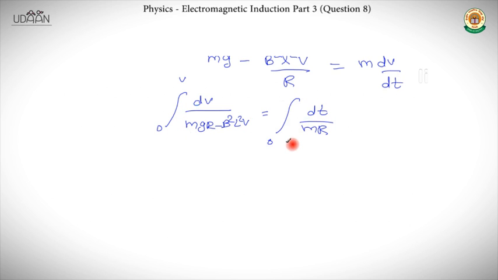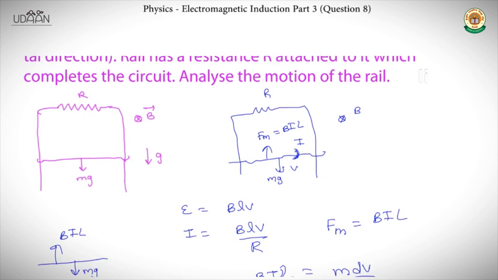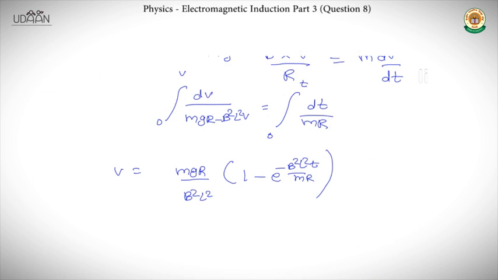At time t equal to 0, the velocity is 0. Right. So at time t equal to t, let us think the velocity is v, and let us start integrating this. It is similar to a 1 by v form, and if we integrate this and solve it, we will get v as mgR by B square L square into 1 minus e power minus B square L square t by mR. That's right. It's a very important question, and this is frequently asked in IIT JEE.